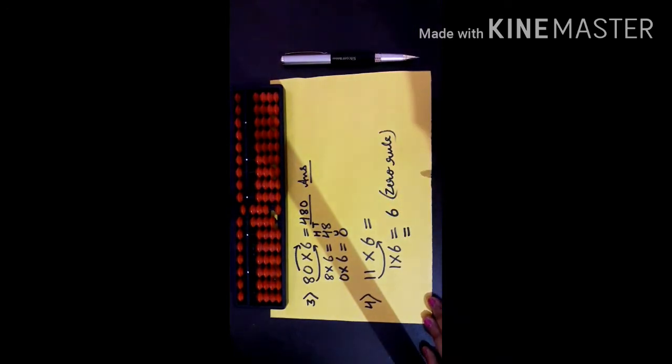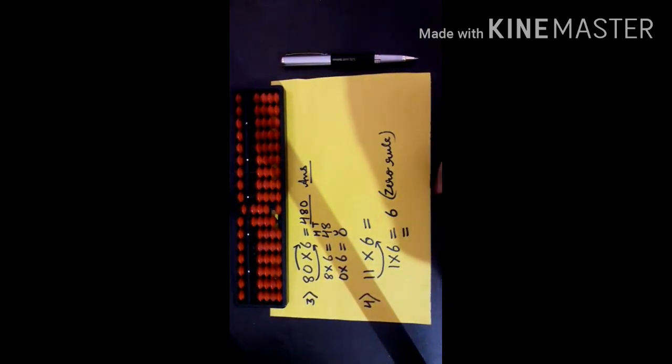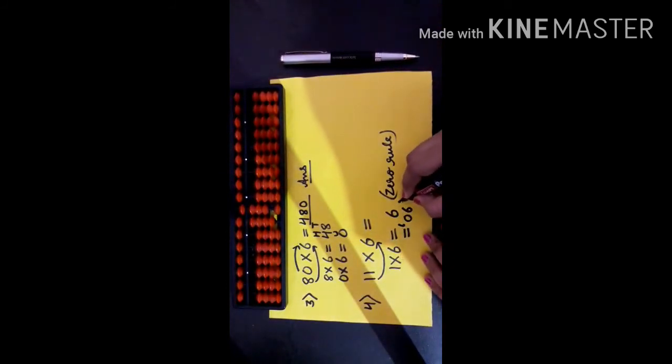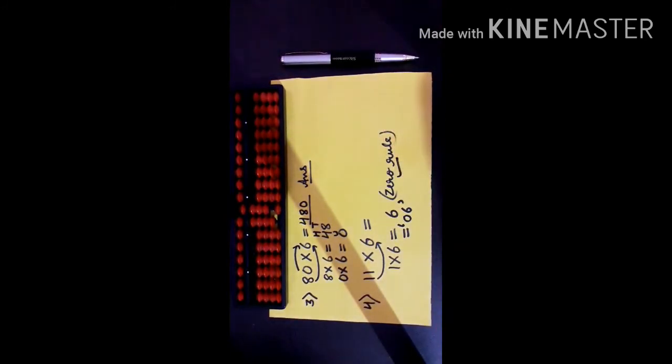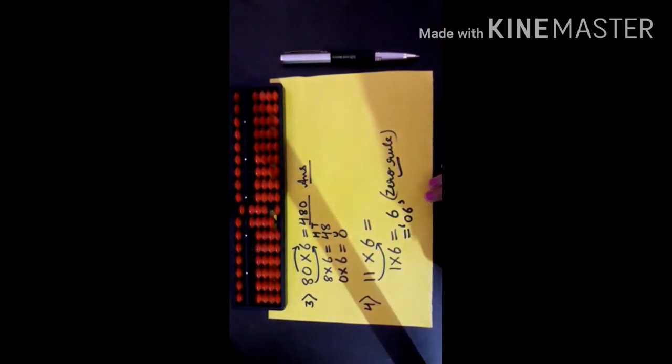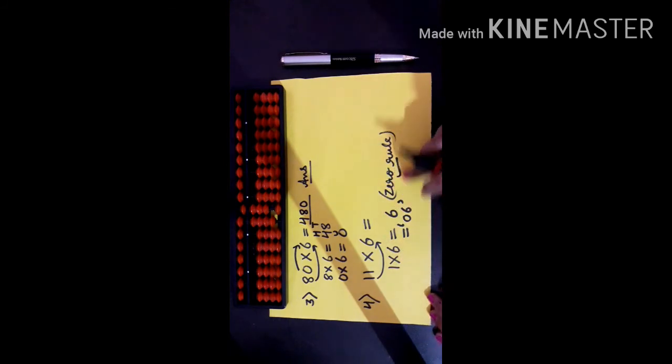And what does this rule say? This rule says that whenever a single digit comes in the first place, you will put a 0 in front of it. It will become 06. This is the 0 rule. If you don't remember it, you can go through my previous videos, specifically my first video or second video. In that I have clearly explained what the 0 rule is.